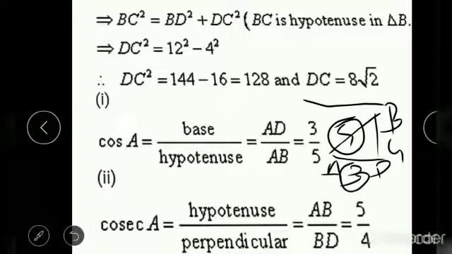The next one is cosecant A. You have to remember the formula. Cosecant A is equal to hypotenuse divided by perpendicular. So what is the hypotenuse? It is AB, divided by the perpendicular, which is BD. What is the value of AB? It is 5, and the value of the perpendicular BD is 4. The value of cosecant A will be 5 by 4.